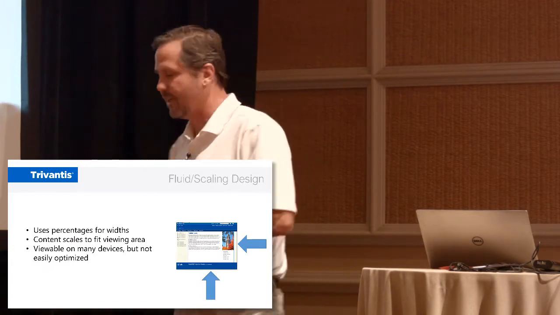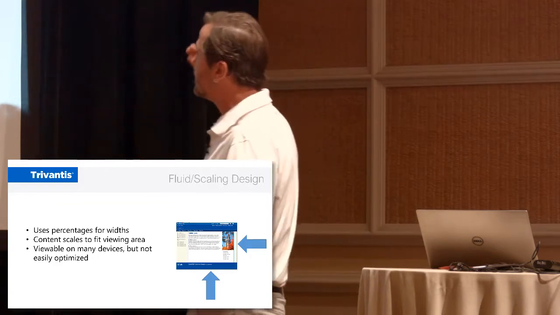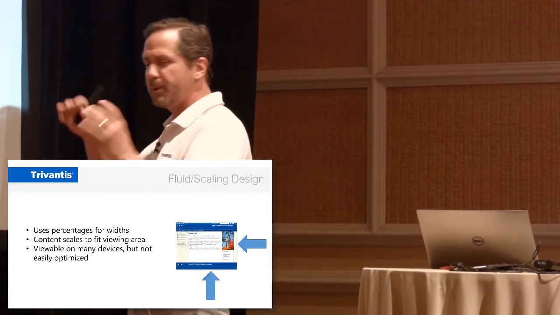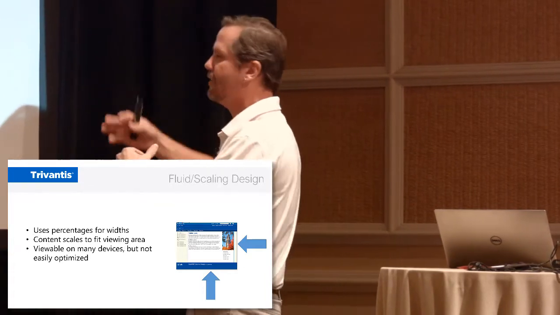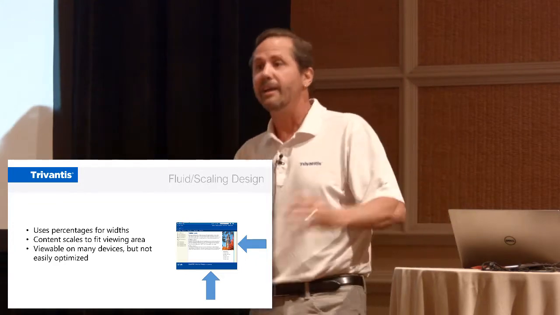So then fluid or scaling design. So this is designing scaling into the content such that the content will scale automatically on the devices. Okay, if you use percentages for widths, it goes in. This was kind of an answer if we still wanted to, we're still building it in a fixed method, but it's scaling down.